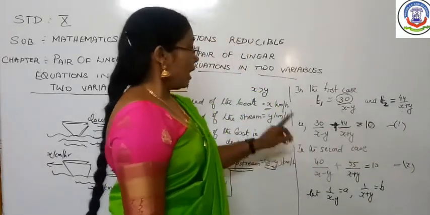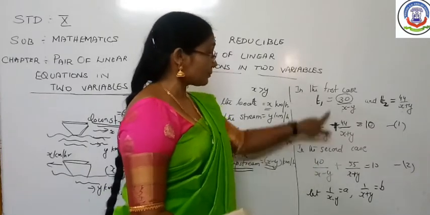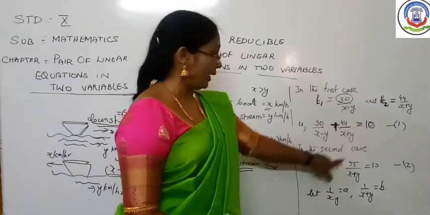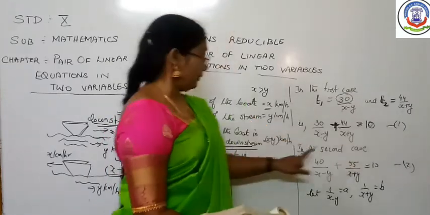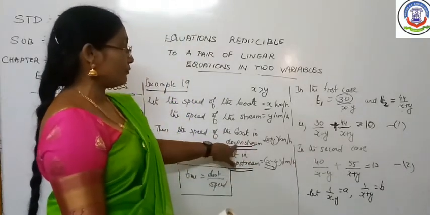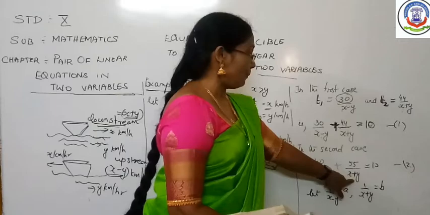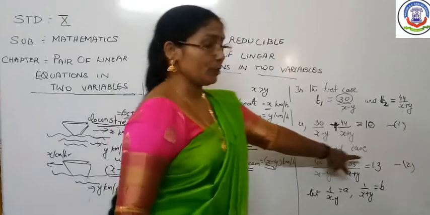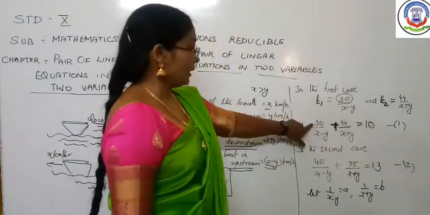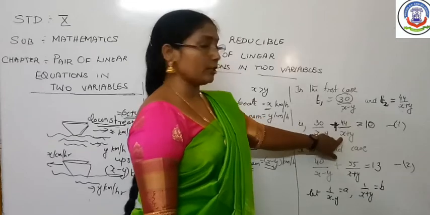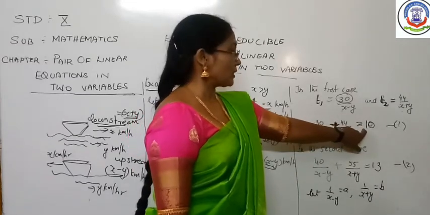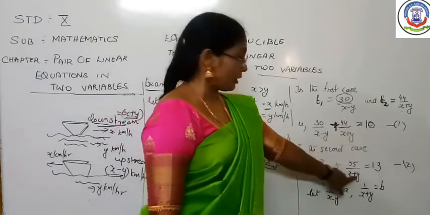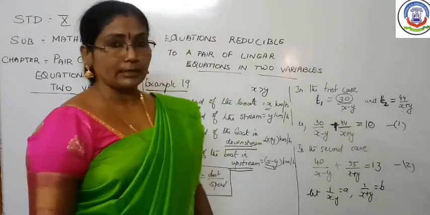Second case again, how much distance upstream? It is 40. That means 40 upon x minus y. And next, 55 kilometers downstream. That means 55 upon x plus y is equal to the total time taken, 13. That means the second equation you also got. Now, clear this one. Here, 30 kilometers upstream, 44 kilometers downstream, and total time taken was 10 hours. Second case, 40 kilometers upstream, 55 kilometers downstream, and total time is 13 hours.